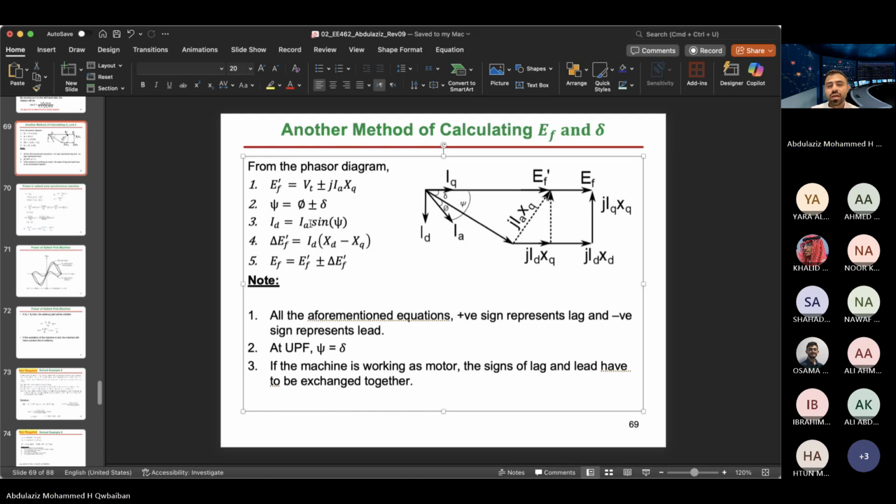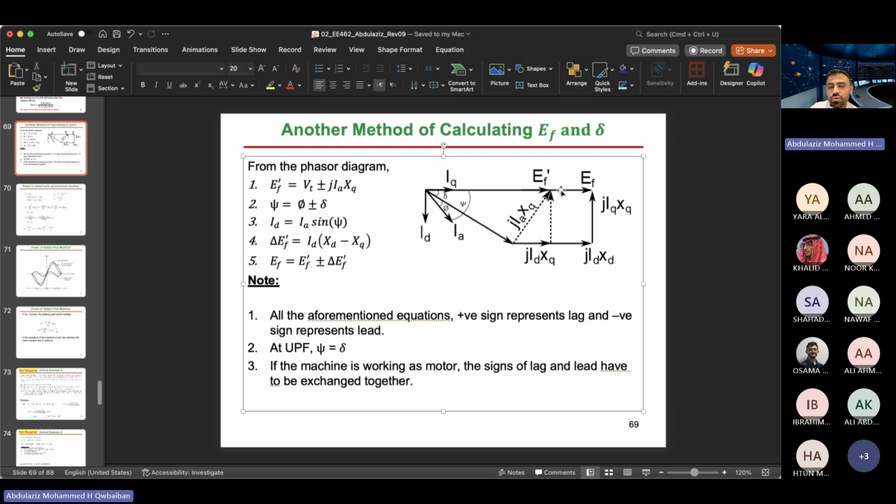Do it yourself. So 1, 2, and 3 are clear. Part 4 is, what do you want? Do you want EF prime or EF? From the title of the slide, you want EF. So EF is actually EF prime plus the delta. So let's get the delta. What is this delta? This delta from the phasor diagram is actually this arrow, jIDXD, minus this arrow, jIDXQ. If you subtract the two arrows, you will have the delta.